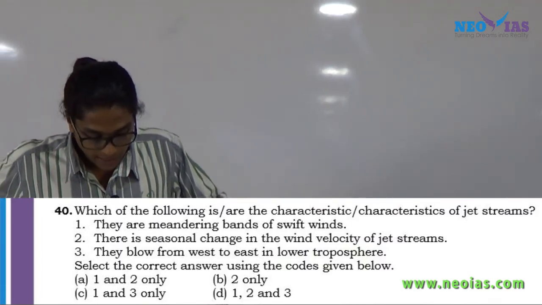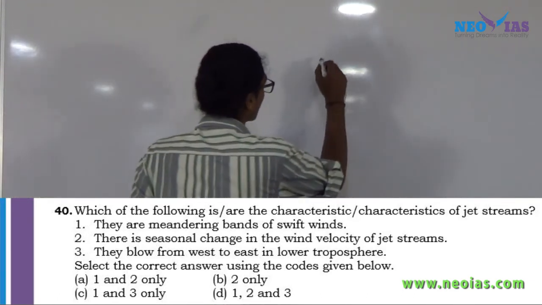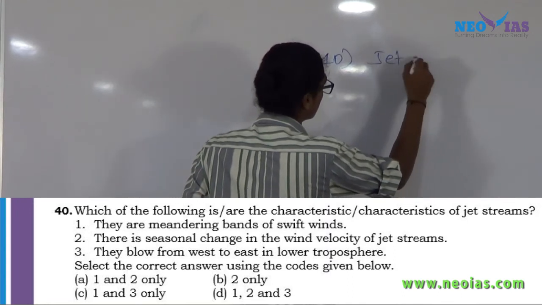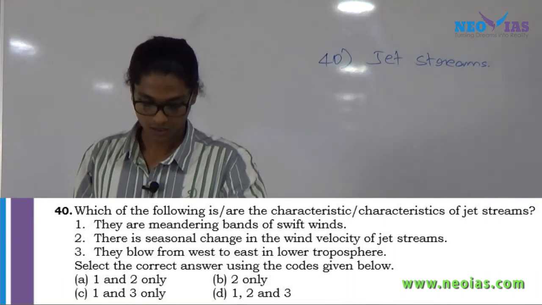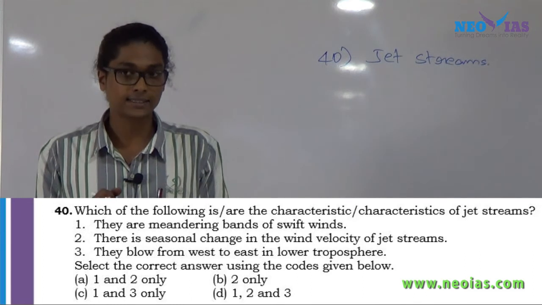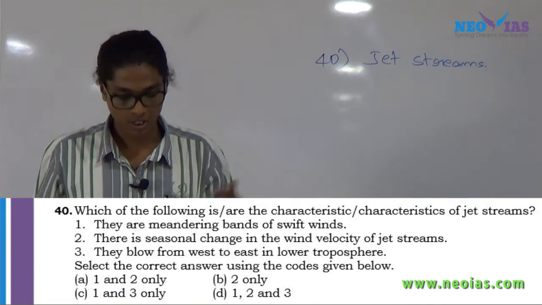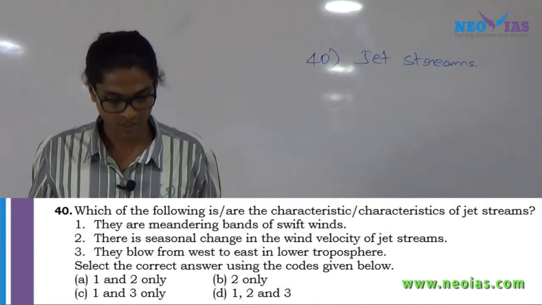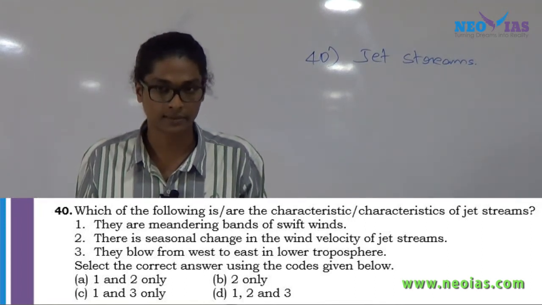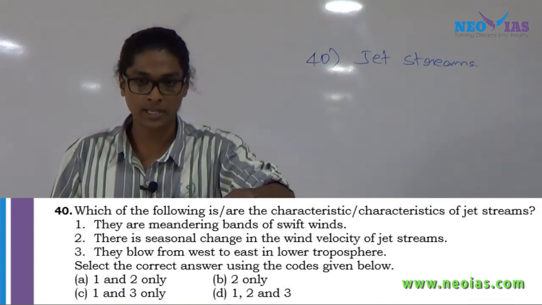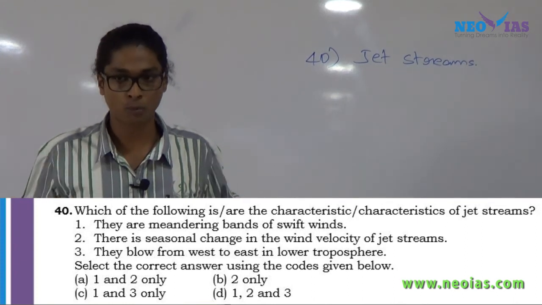Which of the following is or are the characteristics of jet streams? Now again, it's a three-statement question, right? So the rule is you can apply the elimination method. Just go through the third statement. Do you feel any abnormality in it? They blow from west to east, which is true. Their direction is from west to east owing to the rotation of the earth, right? They blow from west to east in the lower troposphere.